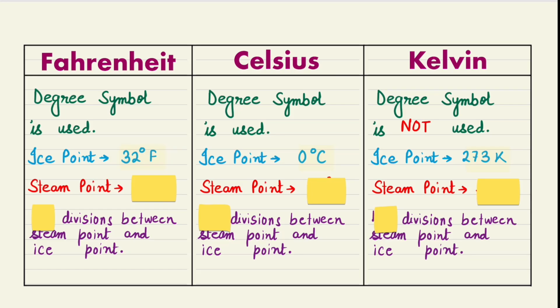While talking about steam point, in the Fahrenheit scale it's 212 degree Fahrenheit, in the Celsius scale it's 100 degree C, and the steam point in Kelvin scale is 373 Kelvin.